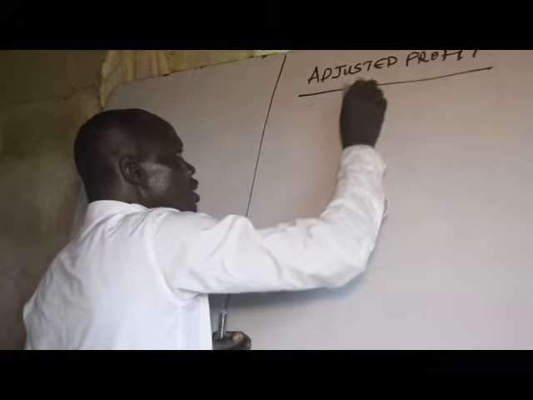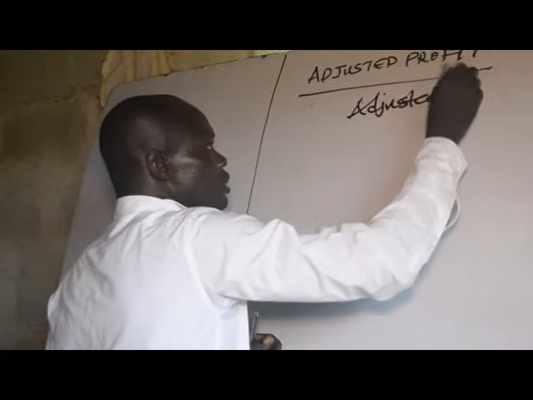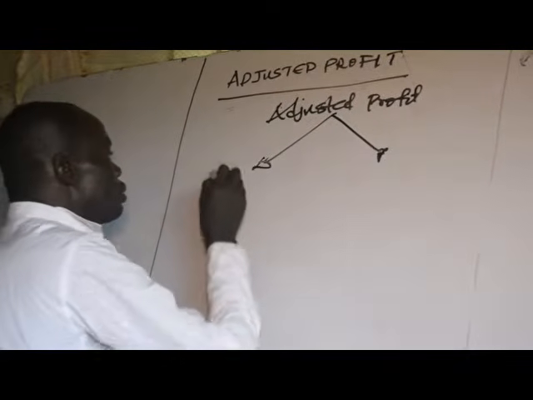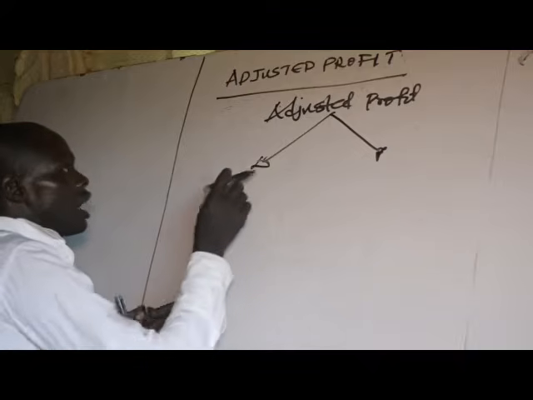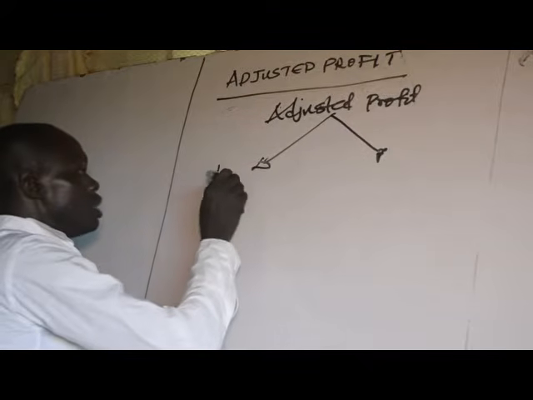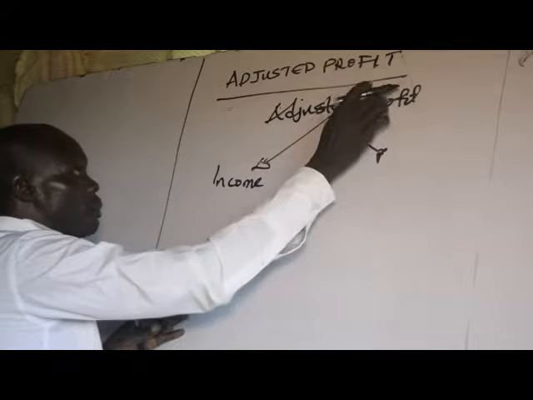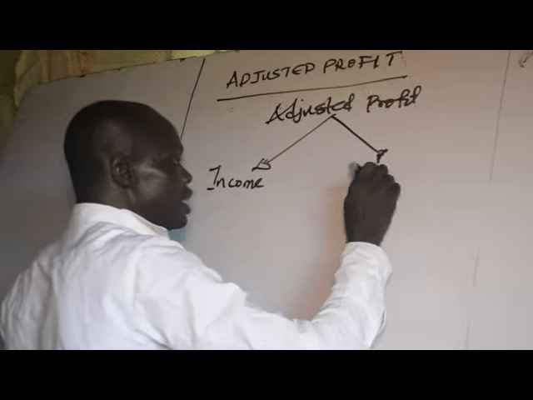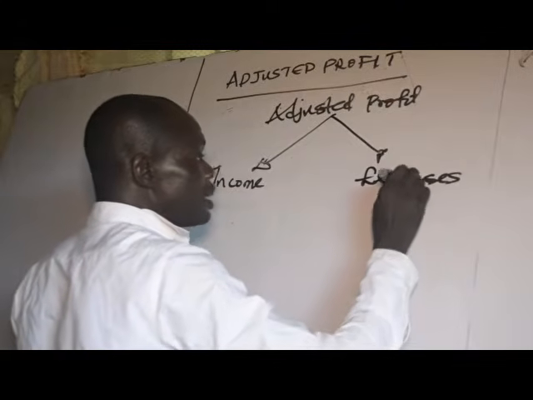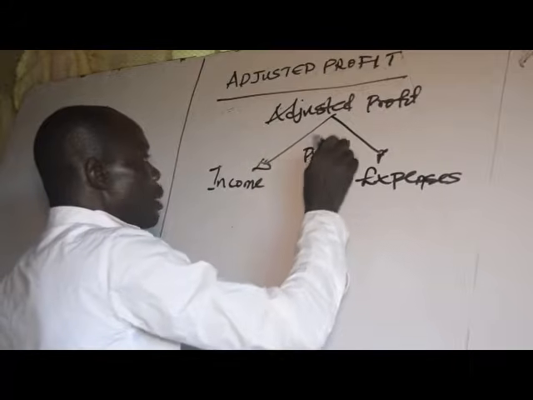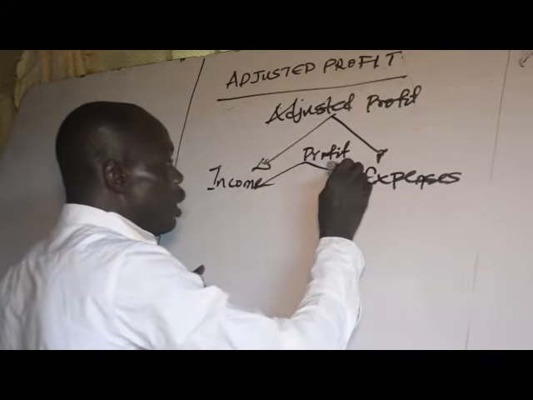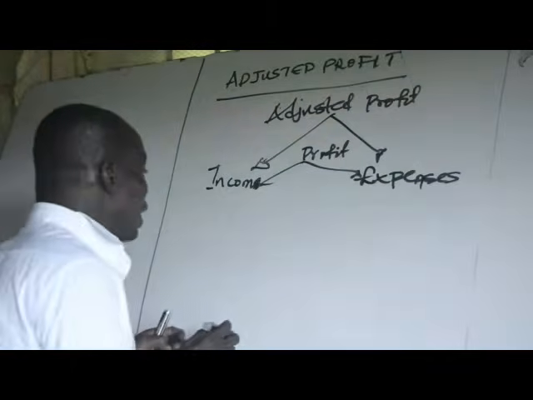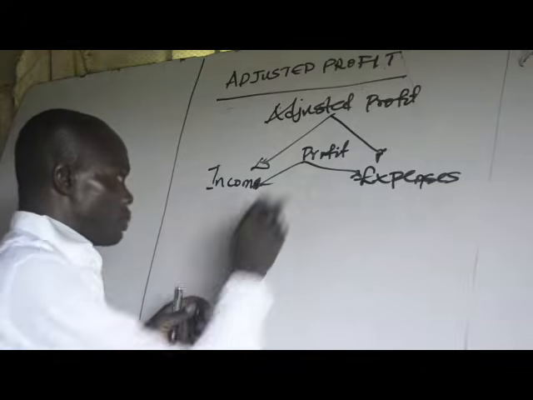Adjusted profit. Your profit or income will be derived from two variables. To get your profit, you net your expenses. You have income less expenses. Income less expenses will give us profit. Profit is the difference between the income and expenses.